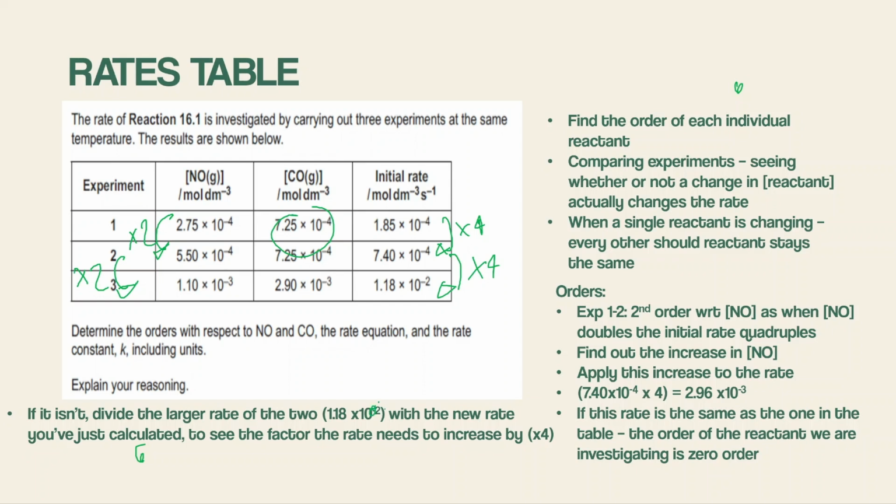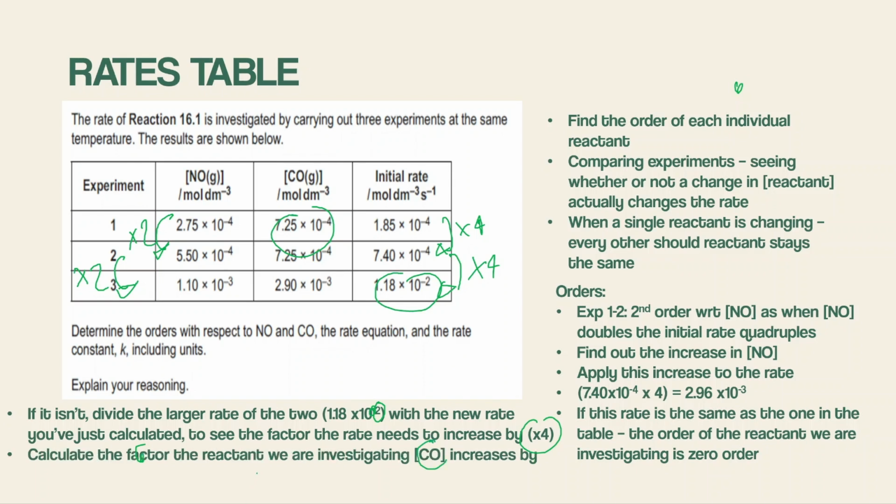So the smaller this number is, the bigger it actually is. So if it was 10 to the minus 1, that's larger than 10 to the minus 2. So in order to work out the additional increase we still need, you'd obviously do 1.18 times 10 to the minus 2 divided by 2.96 times 10 to the minus 3. And as you can see here, we still need to increase the rate by a factor of 4 in order to get the actual value here for experiment 3.